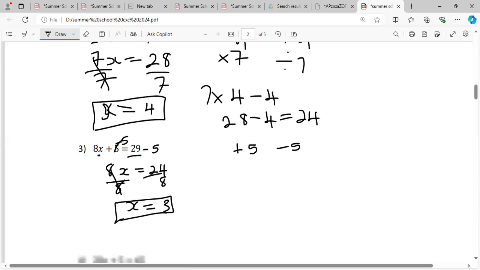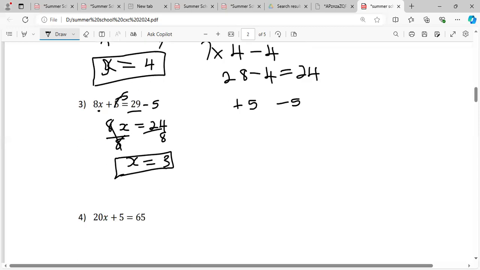Next one. 20x plus 5 equals 65. What's the value of x?